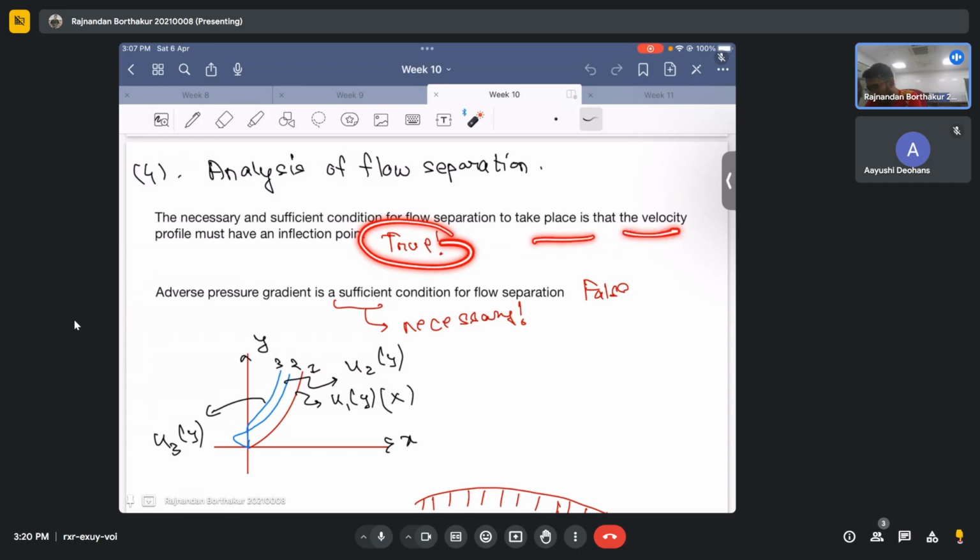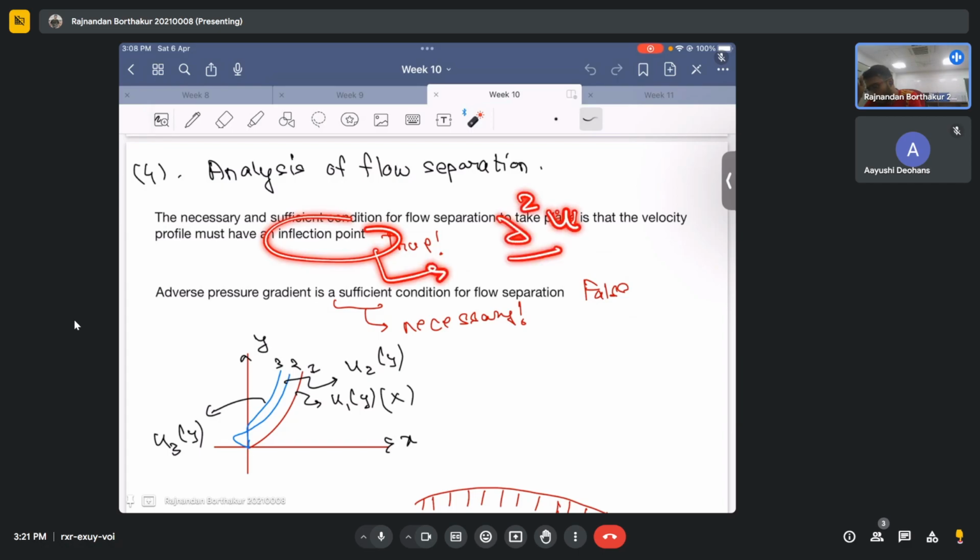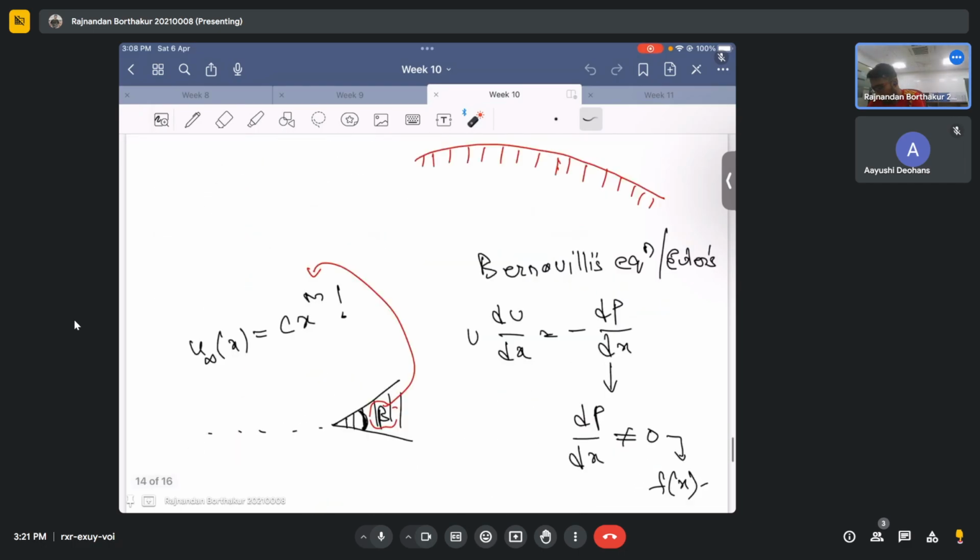That is, the velocity profile must have an inflection point for flow separation to take place, and this is the sufficient condition. And we said that the existence of an adverse pressure gradient is necessary, but it does not mean that whenever there is a pressure gradient, there will always be flow separation. So it's not a sufficient condition, but it's a necessary condition. So the sufficient condition was that the flow profile must have an inflection point. So I again repeat, the meaning of an inflection point is that the second derivative of the u direction velocity with respect to the cross gradient, that is y, is equal to 0.